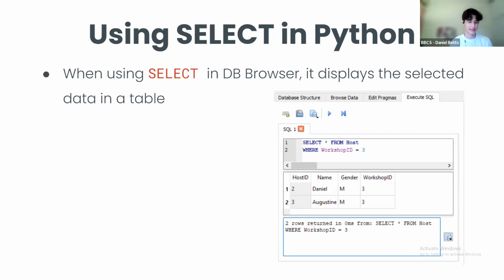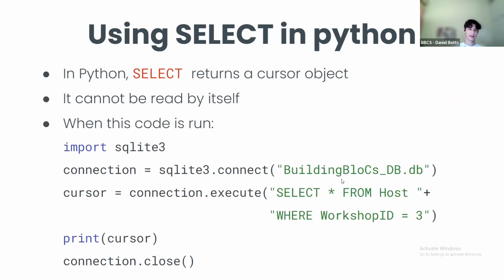Now, this is where it gets a bit complicated, but don't worry, I'll go through real slowly. Because we use a select in DB browser, it just gives you a very nice table at the bottom, right? Like just shows you, oh yeah, you selected this and here's your table. But when you use select in Python, it returns this object called a cursor. And it's quite weird to read because I have this sample code below, okay? So we have the import statement, which just imports a library. Connection equals SQLite3.connect, which connects our Python to the database.